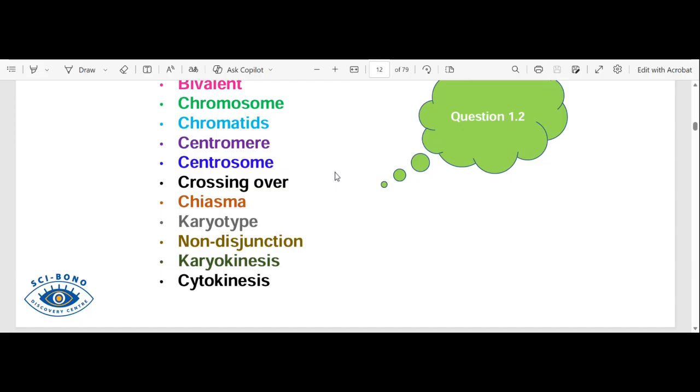Next term is crossing over. So what is crossing over? Crossing over is a process whereby chromatids of different homologous chromosomes exchange genetic material. So it's where they overlap, and the point at which they overlap is called the chiasma or the chiasmata. After that, they exchange genetic information or genetic material. Does that make sense? So that's crossing over: when two chromatids of different homologous chromosomes exchange genetic material.